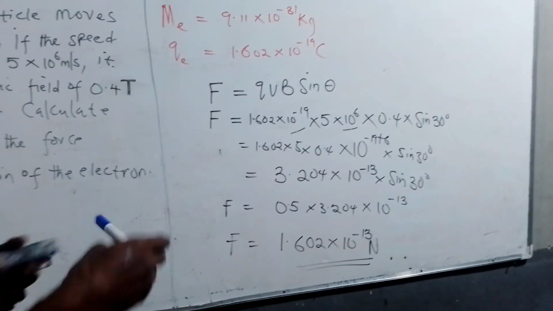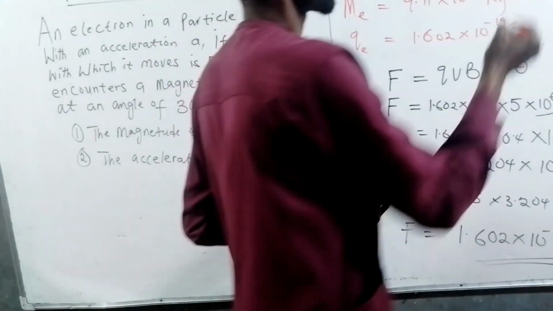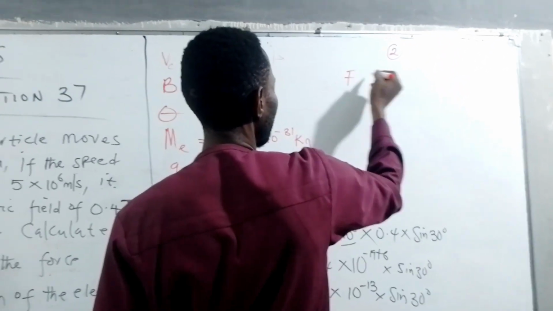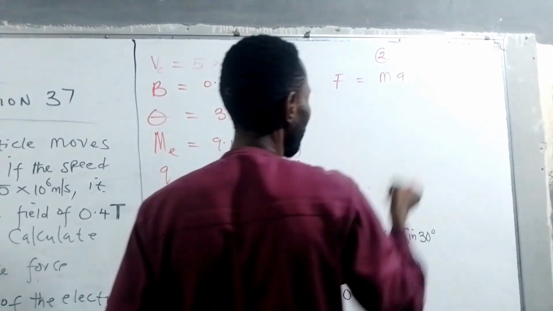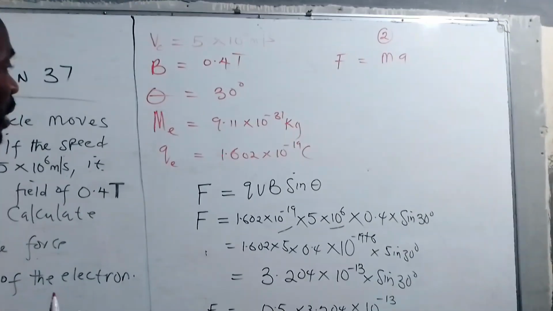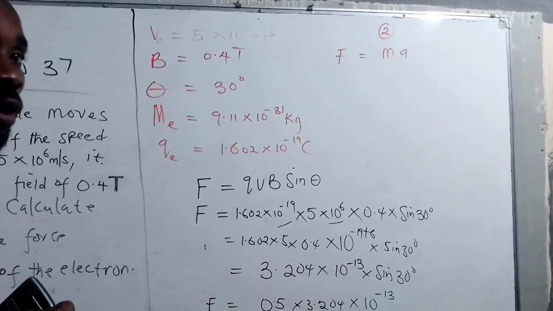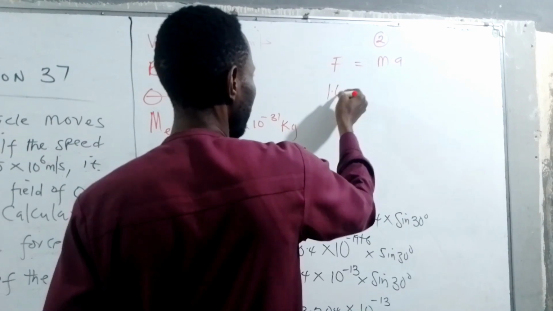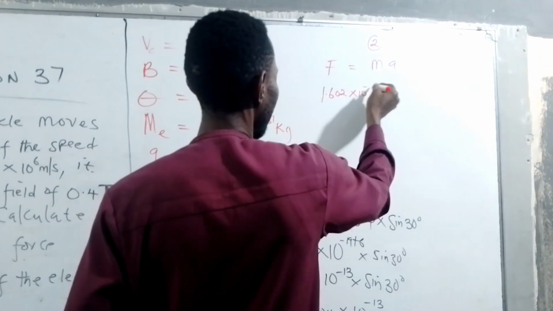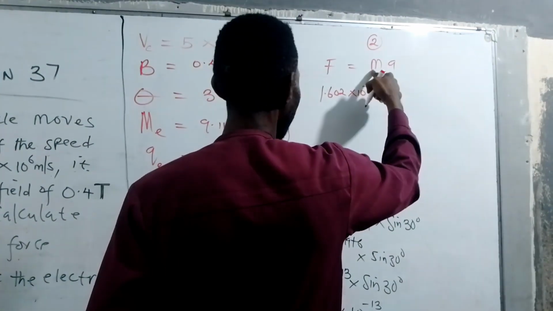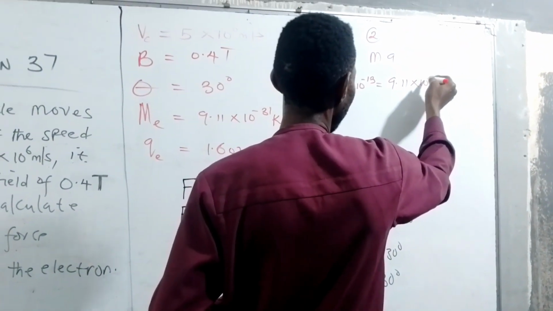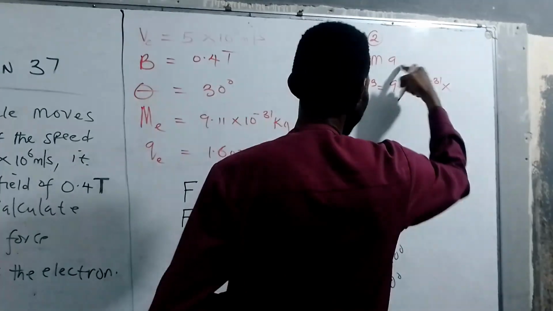Now number 2, we have to calculate the acceleration of the electron. Remember, we have that force is equal to mass times acceleration. And we already have the mass of the electron as 9.11 times 10 raised to the power minus 31. So the force, 1.602 times 10 raised to the power minus 13, will be equal to the mass of the electron, 9.11 times 10 raised to the power minus 31, times the acceleration.